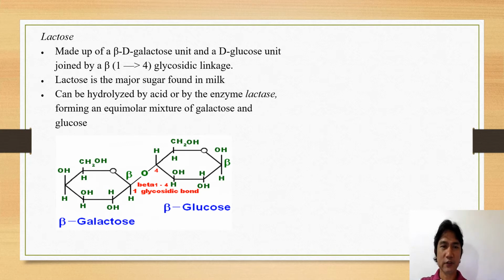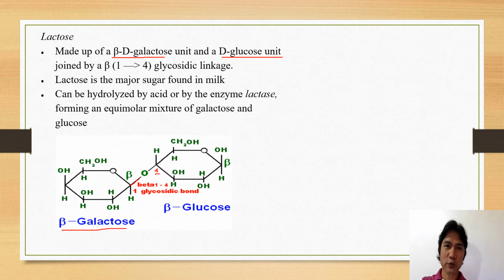Lactose is another disaccharide, but this time it is made up of beta D-galactose and D-glucose. So here is the structure of beta galactose. As you can see, beta is up on carbon number 1, connected to carbon number 4. So the first molecule that has to be written is the galactose, and then followed by the glucose. So the connection is a beta 1,4 glycosidic bond.